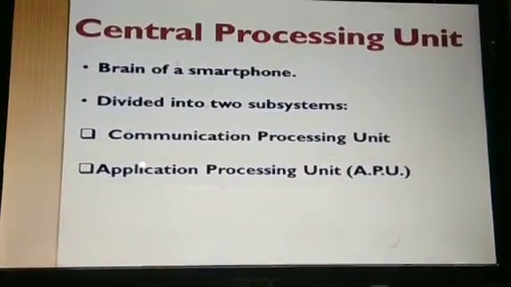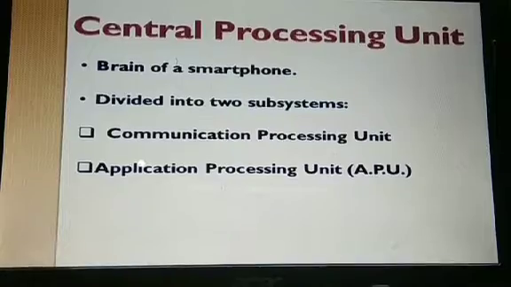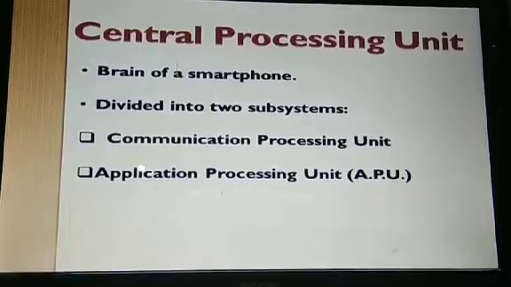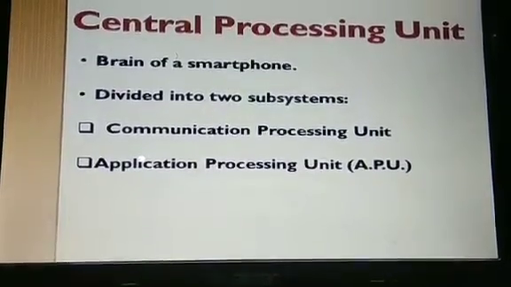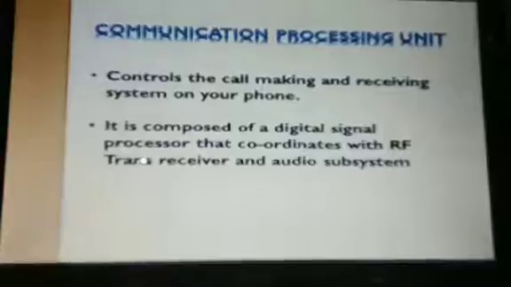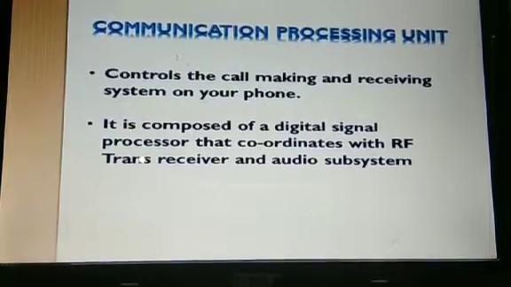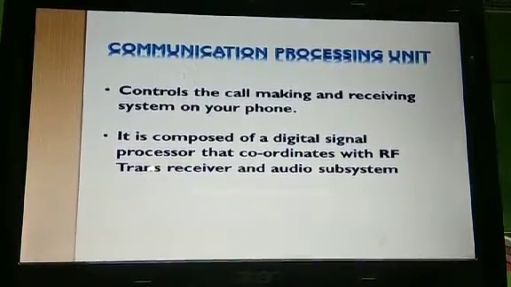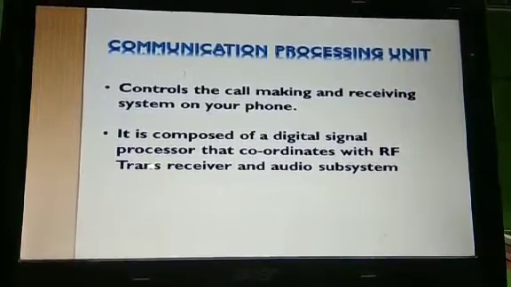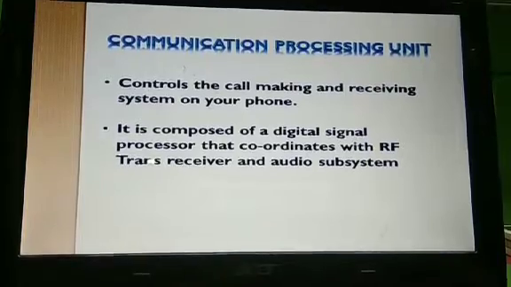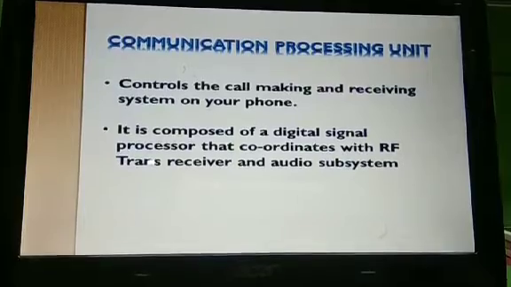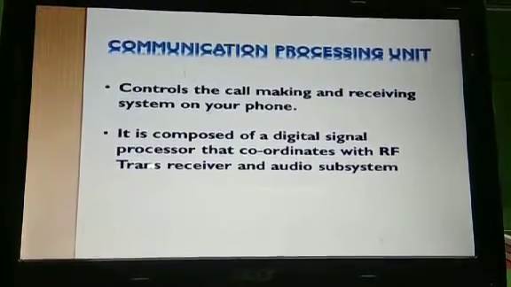The central processing unit is the brain of your smartphone, and it is divided into two subsystems as we have just studied: the communication processing unit and the application processing unit. The communication processing unit is used for making and receiving calls on your phones. It is composed of a digital signal processor that coordinates with the RF transceiver and audio subsystem. That means whatever signals are passed on through the radio frequency transceiver are received by the communication processing unit and passed on to the audio subsystem.